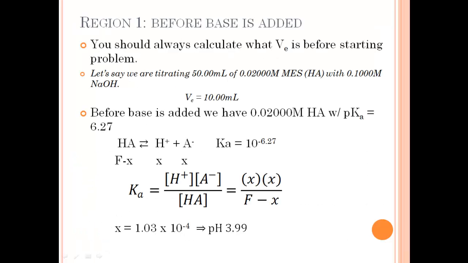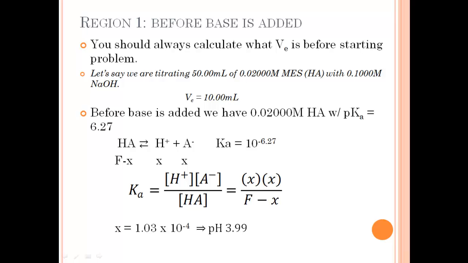Let's go ahead and do a problem so we can get accustomed to how these things go. All right, so region 1, before base is added. Anytime you do any type of titration problem, the first thing you should do is figure out what the equivalence point is. So let's say that we're titrating 50 mL of 0.02000 molar MES. Now MES is just an abbreviation for 2-N-morpholinoethane sulfonic acid. You would never remember that, but that is a weak acid, and you could see it because I've put HA.